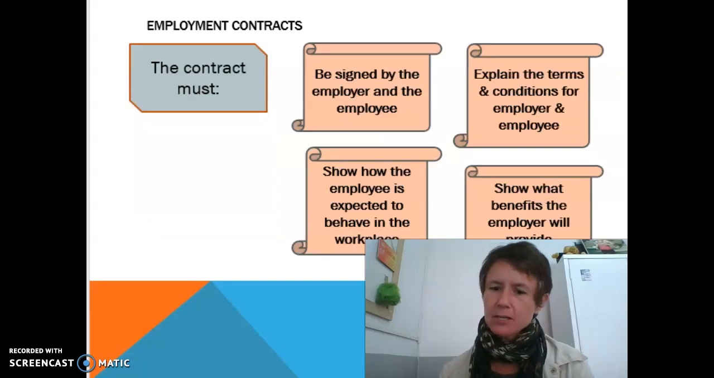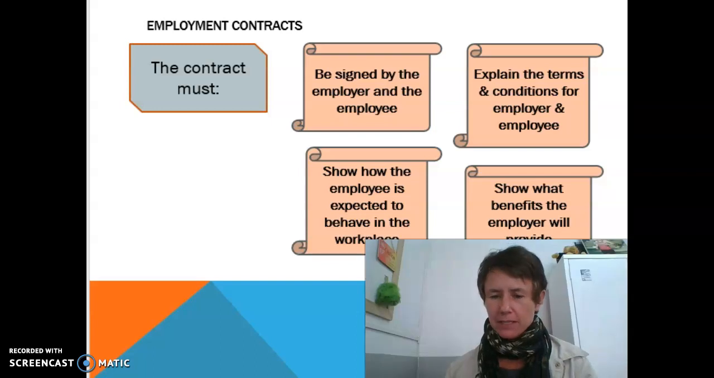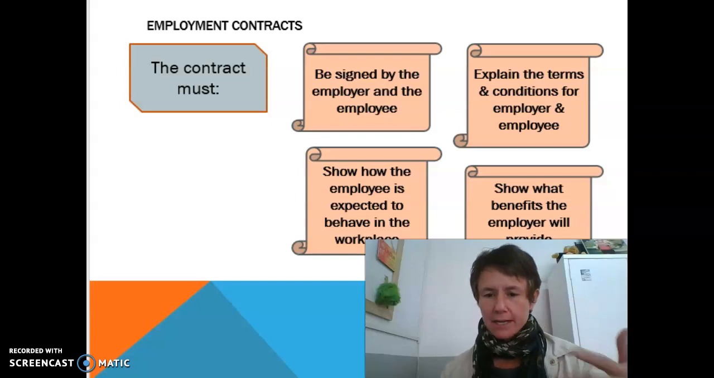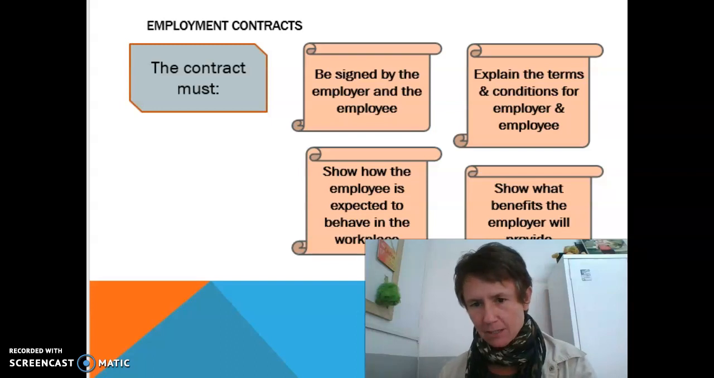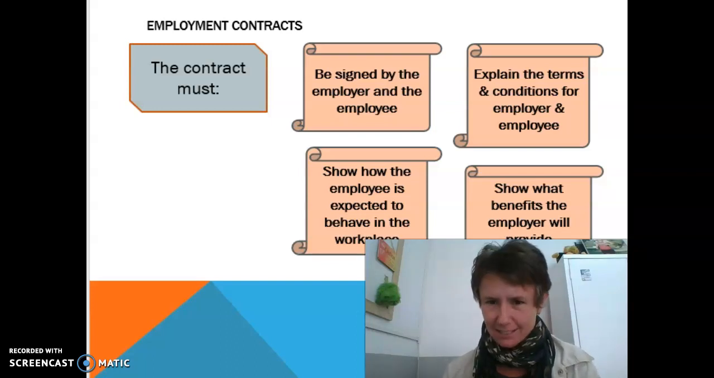The next thing we're going to look at is what must be in this contract. So firstly, as an employee, I need to sign that I'm accepting the words that are in that contract. So both parties, the employer and the employee, need to sign. It explains the terms and conditions for the employer and the employee. So in my case, it would be you're employed at XYZ school and you will be paid X amount of money on the 25th of every month, and you're employed to teach business studies, all right?